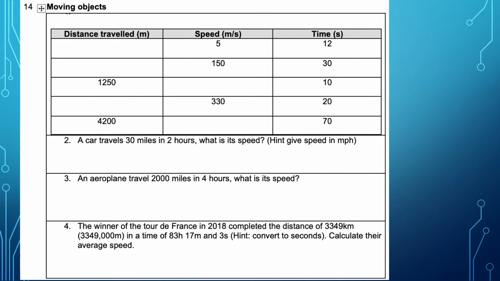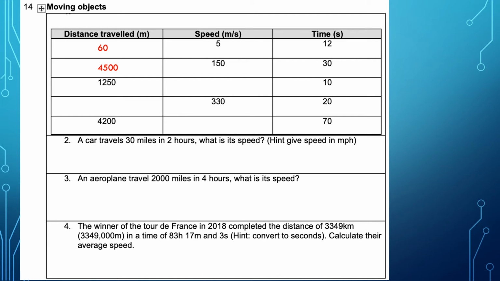So distance traveled is missing. You have speed and you have time. So S equals V times T. So V is your speed, time is your T. So 5 times 12 would be 60. Exact same thing for the second row. S equals V times T. So 150 times 30 will give you 4,500.